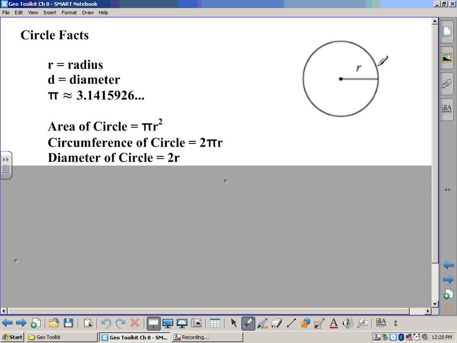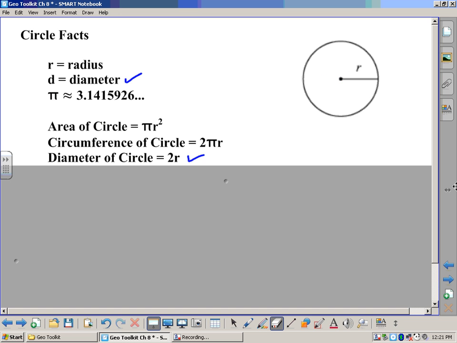R stands for radius, as you know. D is the diameter, and keep in mind the diameter is basically, if you continue on from the outside of the circle, going through the center all the way to the other side, that would be the diameter. So the diameter is twice the radius.